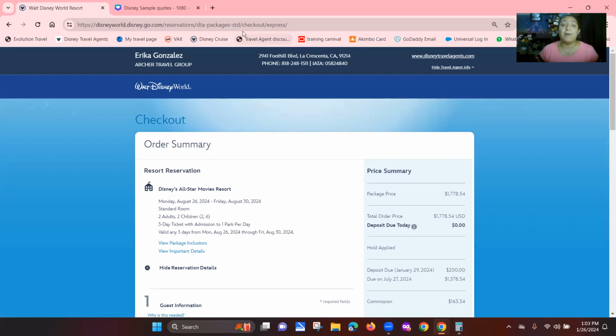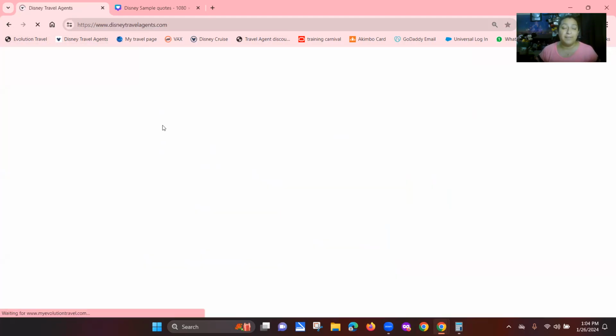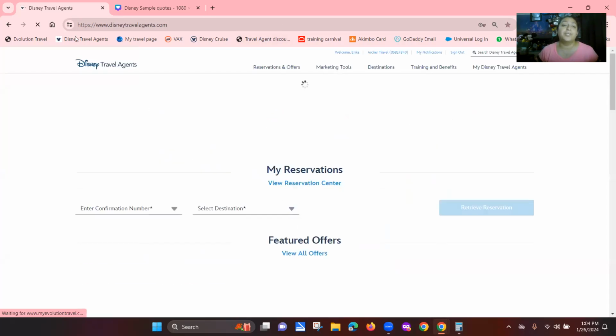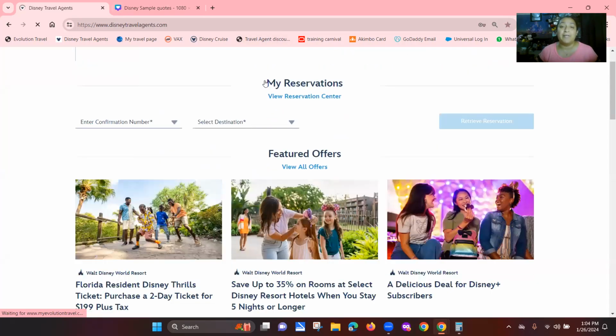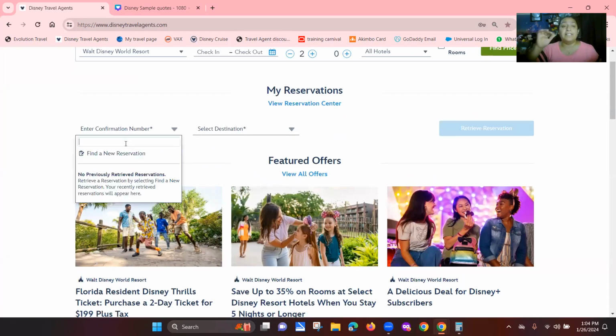When you have that reference number, let's just say it's the first of the month. You're going to log into your Disney site, and where it says My Reservations, this is where you put your confirmation number, and it's going to pull up their information. Then you retrieve it, and that's where you'll make the payments. Right? And that's pretty much it. That's pretty much everything within itself.